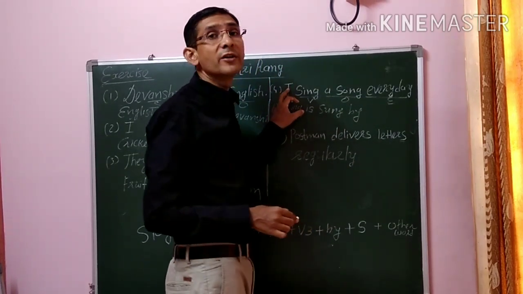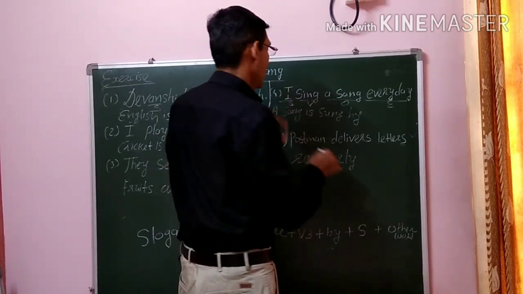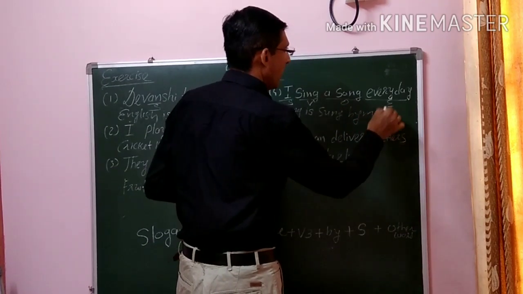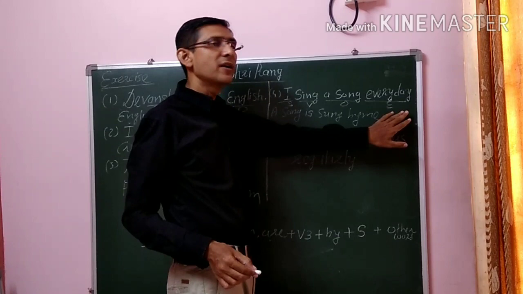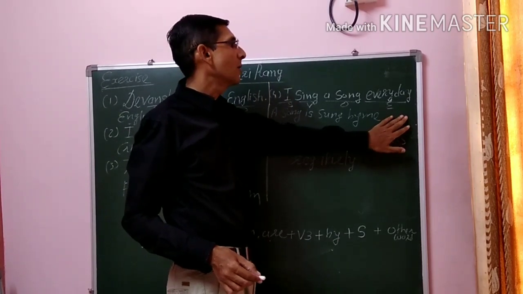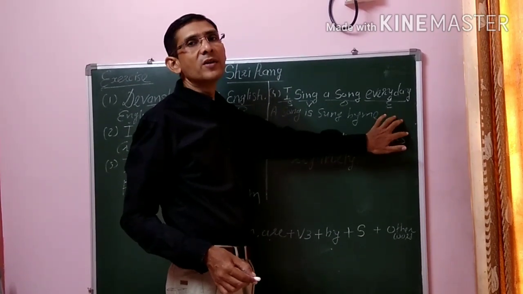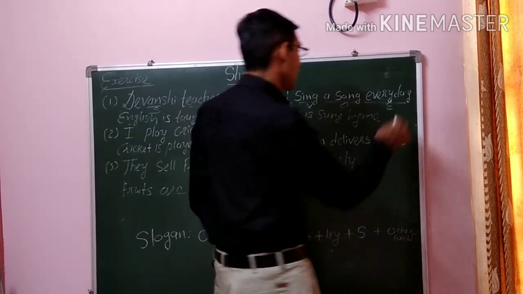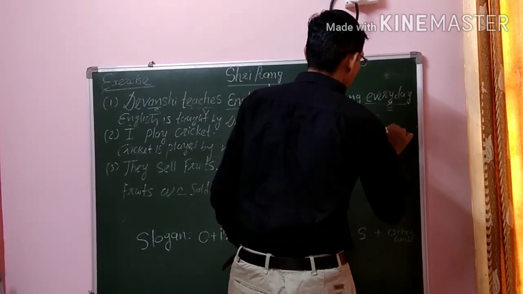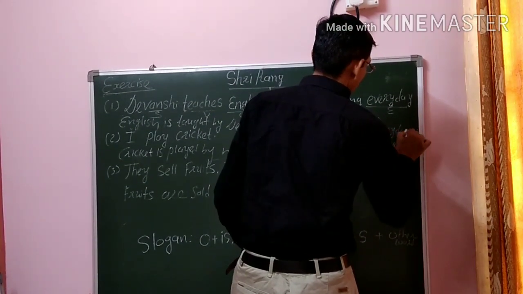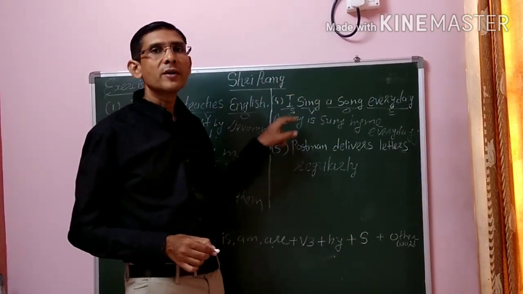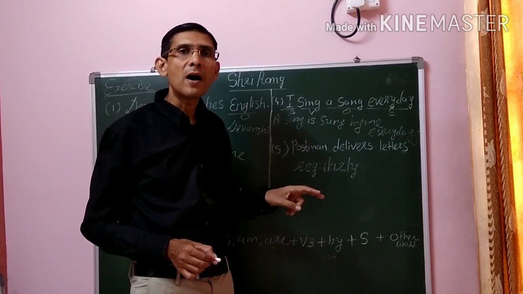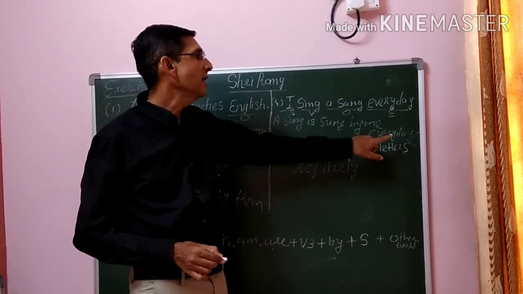Then I turn into me. And then every day, the extra word. Every day is an extra word, so other extra words go at the end of the sentences. So here we write every day. So what is the answer? A song is sung by me every day.